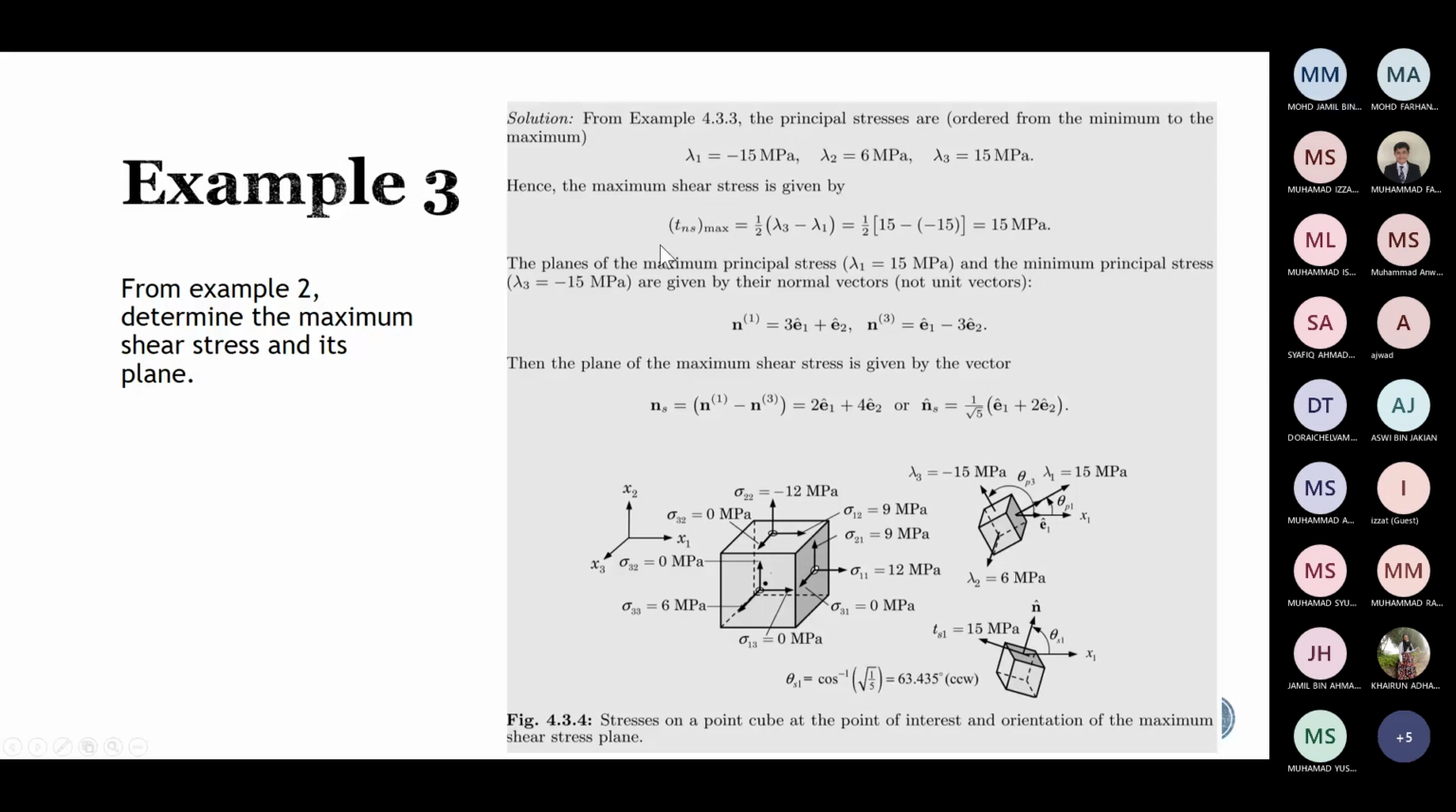The principal planes you have calculated earlier, and then you can calculate the maximum shear stress. The plane of the maximum shear stress is just taken as the principal plane of the minimum stress minus the principal plane of the maximum stress, and when you calculate, you get this plane here.